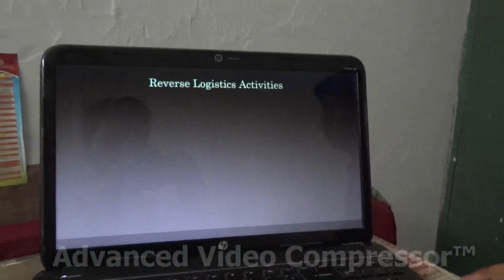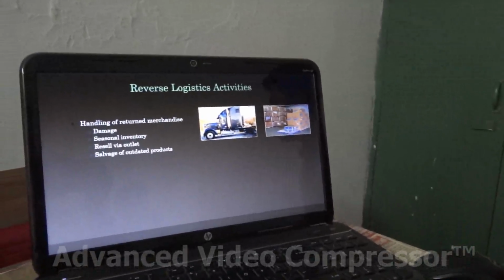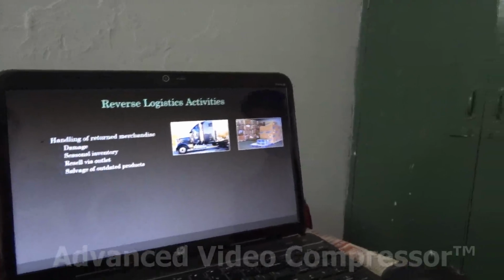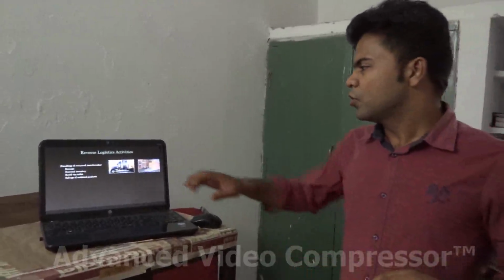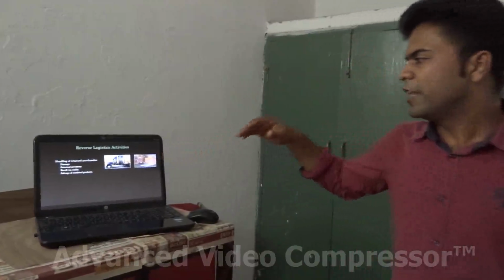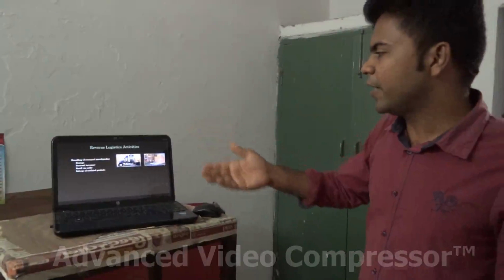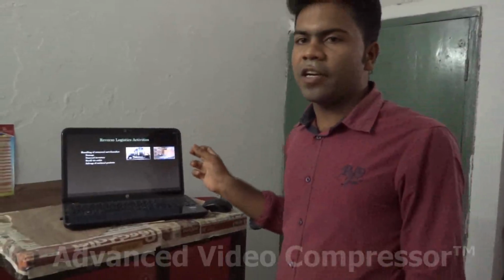Next are the reverse logistic activities. So the following activities are included in the reverse logistics. First is the handling of returned merchandise. As I explained before, reverse logistics is transporting returned products from customer to the facility where they are assessed. So when we are transporting products, they have to be handled very carefully, which includes preventing damage of products during transportation.